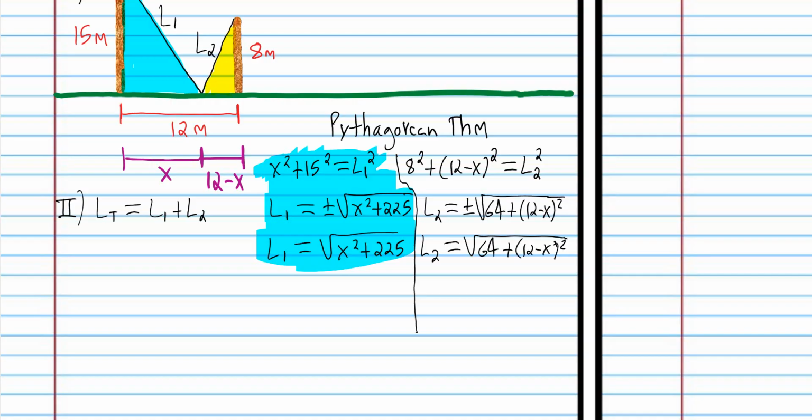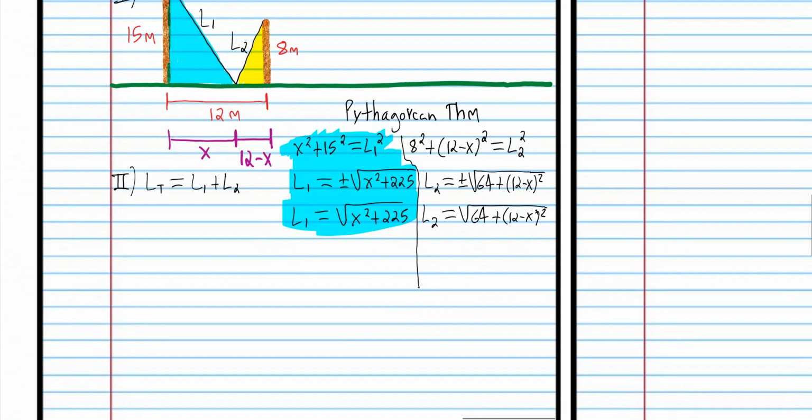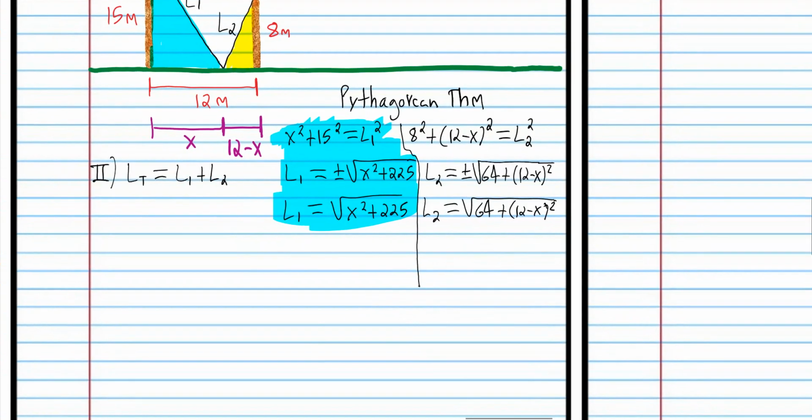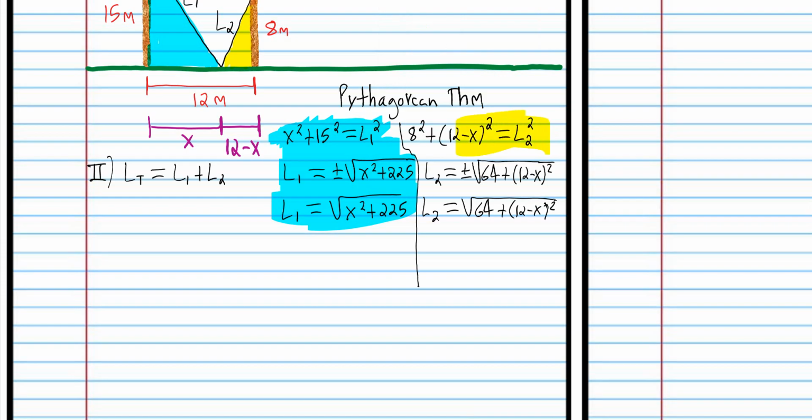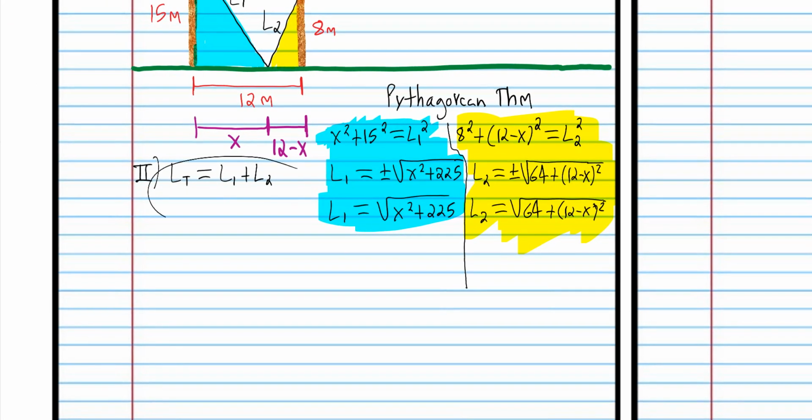It's one of the biggest mistakes that students make in certain problems is they forget to write a plus or minus. We don't have to use the plus or minus in this problem, but we still need to remember when you square root both sides of an equation, you get a plus or minus symbol. So now we can go over to our equation and we can write it in terms of just x.